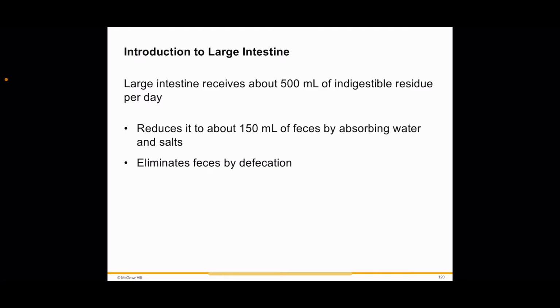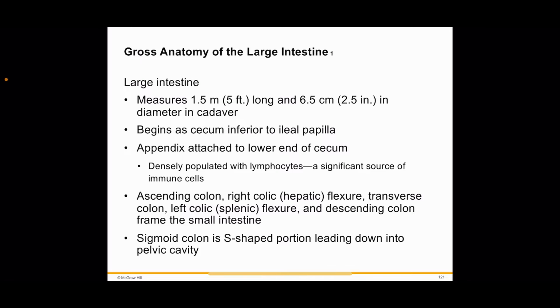So it finally takes that material, and its job is really just to dehydrate it down to about a fifth of its size. And that generates feces. Your large intestine is between about 1 meter and 2 meters long, depending on the individual. They put the diameter in the cadaver, but a cadaver is not the same as a living individual; it's possibly a little more relaxed or less relaxed, contracted.